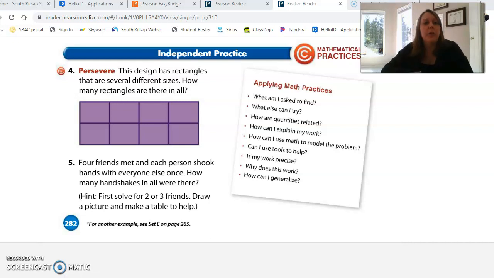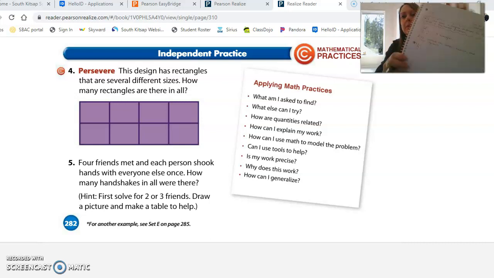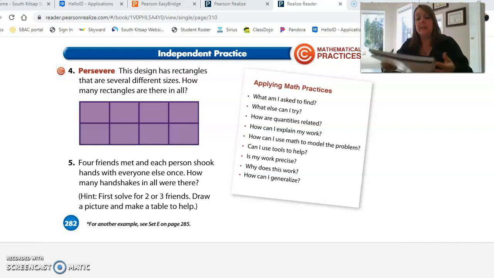This design has rectangles that are several different sizes. How many rectangles are there in all? So I want to remind myself, okay, a rectangle has 4 sides. It has 4 right angles. Okay, I think I'm going to break this down by large, medium, and small rectangle, like this. Okay, together let's count.